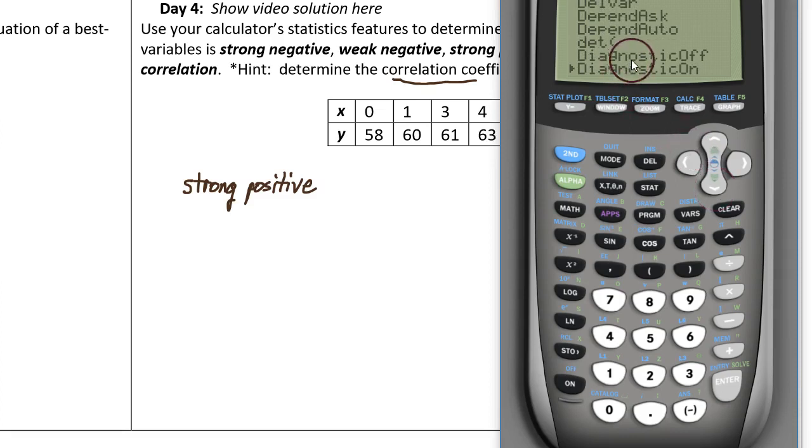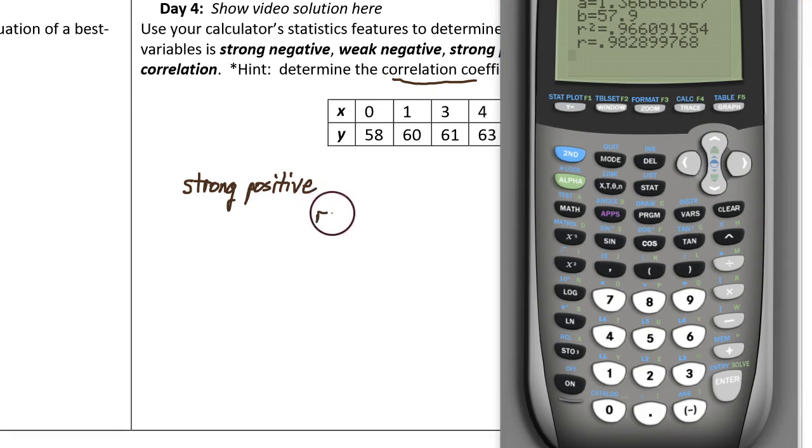There are two choices, Diagnostic Off and Diagnostic On. Right now, my calculator has Diagnostics turned off, and I want it to be turned on. So I position the pointer at Diagnostic On and push Enter. And then Enter again, and it says it's done. Now look what happens when I go Stat, Calculate, Linear Regression, scroll down, and push Enter. It gives me extra information that wasn't there before. And one of those pieces of information is the value of R.